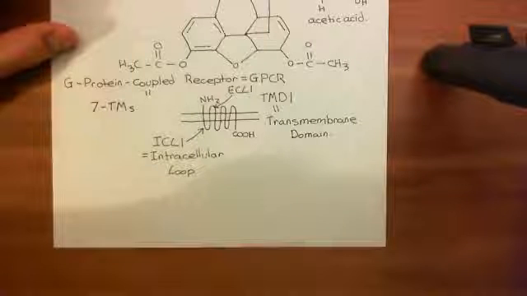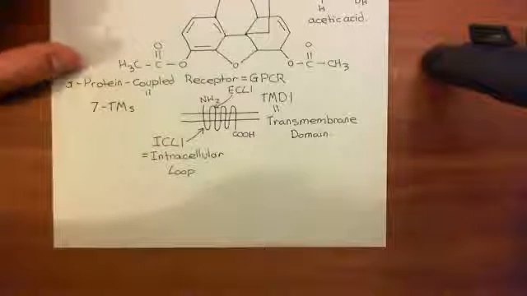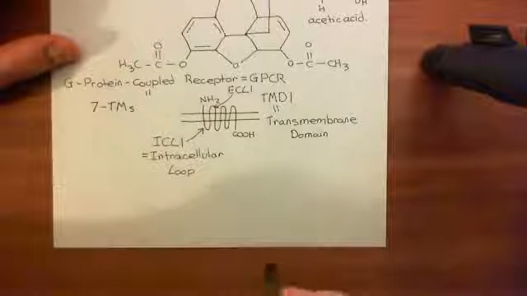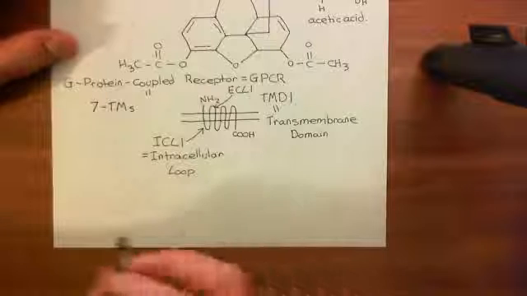Now, there are over 800 members of this family. So how do we begin to understand that? Well, we have to classify them into families. There are 5 different families of G protein coupled receptors, and I want to discuss these with you now. So, the 5 different families of G protein coupled receptors.